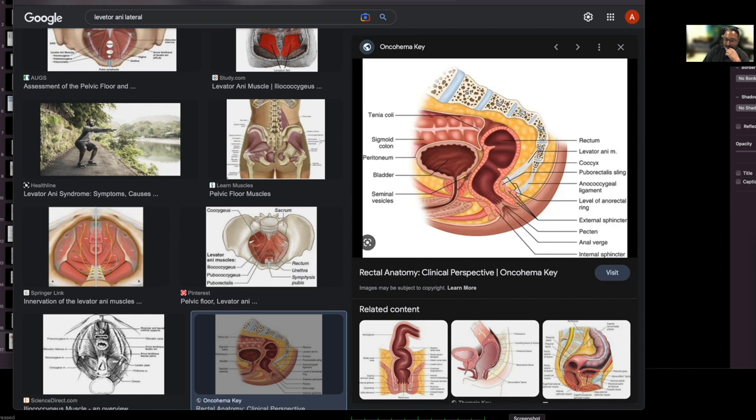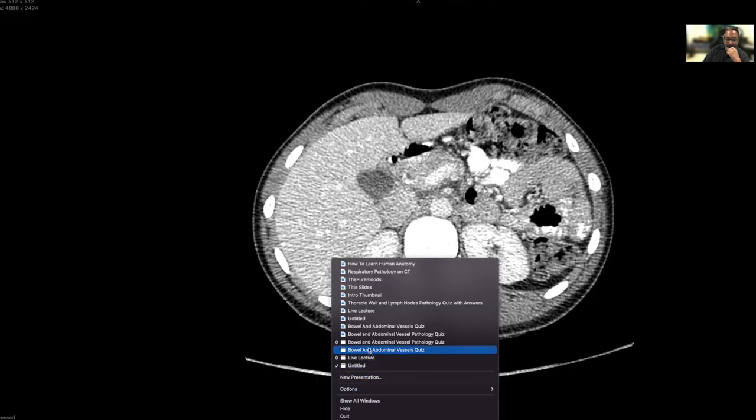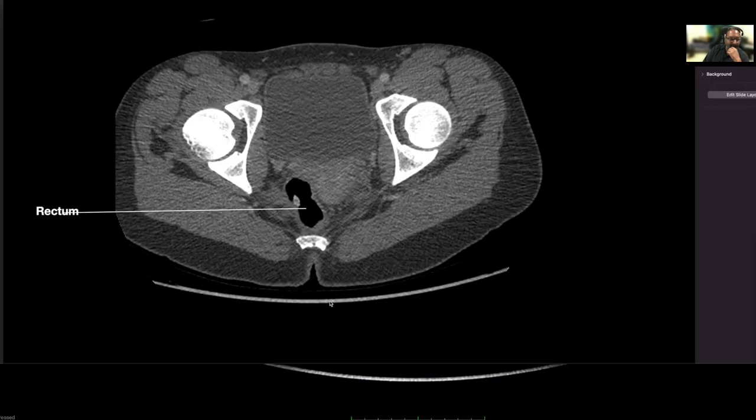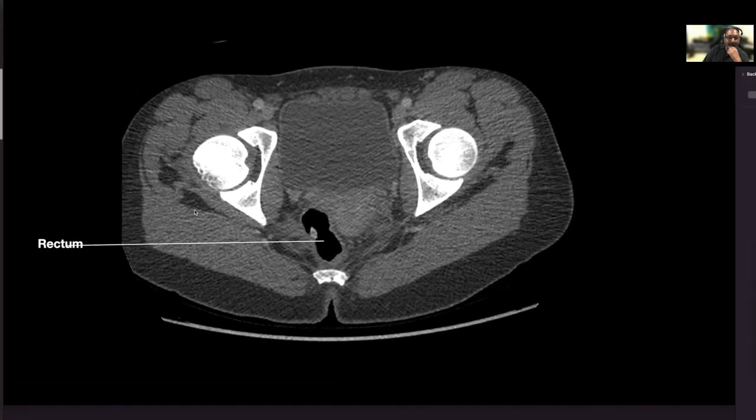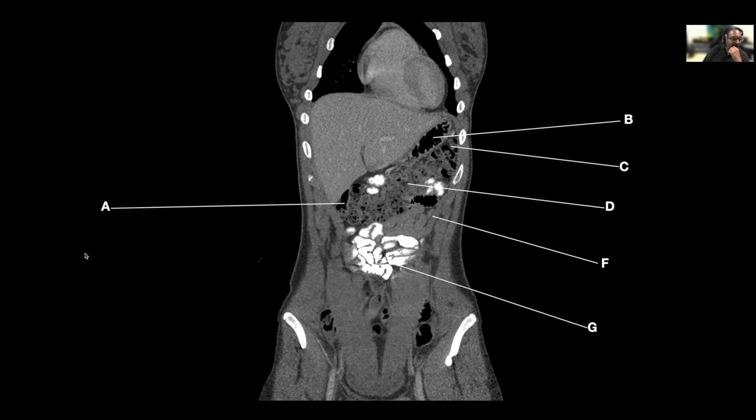All right. Where did the quiz go? It is this one. Yep, you've got to the rectum. All right, then let's do the next one. Oh, wait. Yep. Now these are in the coronal view.